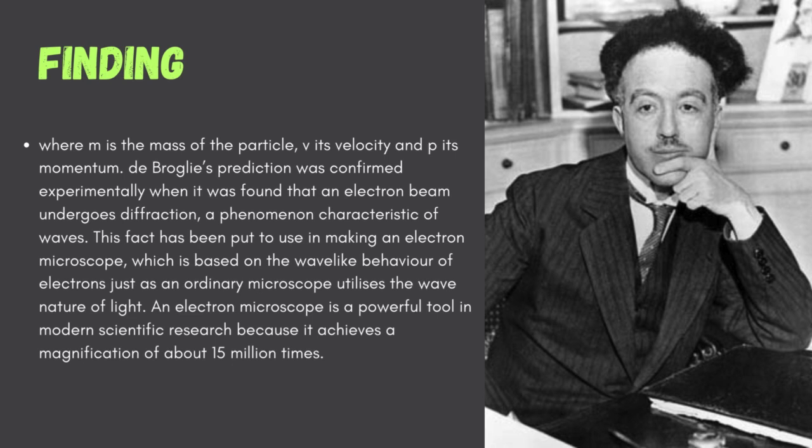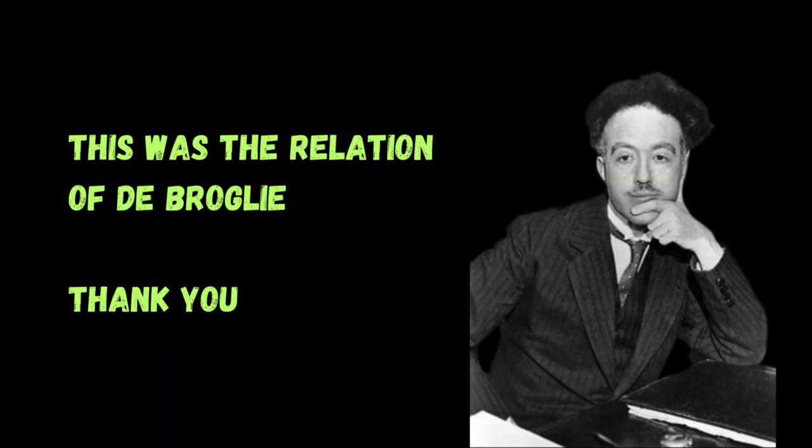An electron microscope is a powerful tool in modern scientific research because it achieves a magnification of about 15 million times. This was the relation of de Broglie.